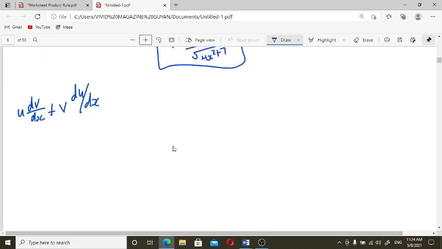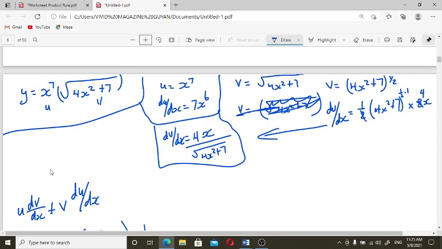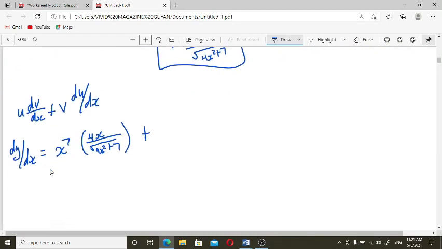So my u is, just give me a moment, the system froze. So dy/dx, my u is x to the 7th, my dv/dx is 4x over the root of 4x squared plus 7, plus my v, the root of 4x squared plus 7, and the du/dx would be 7x to the 6th.